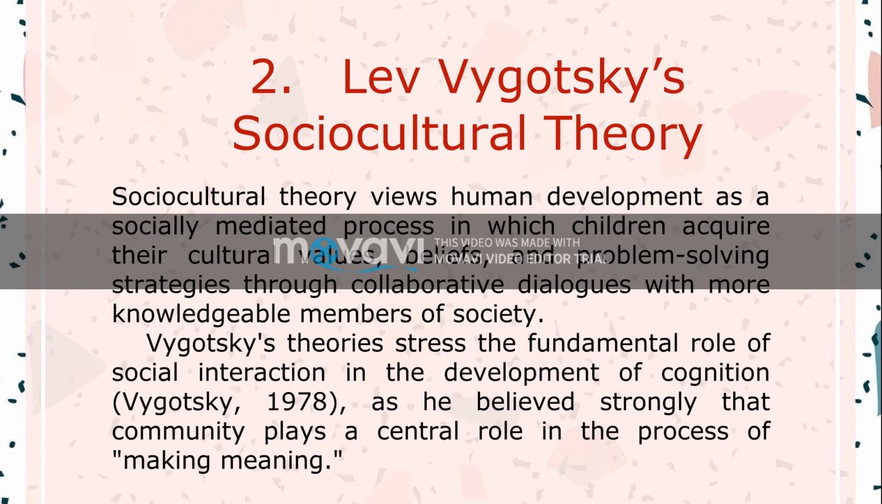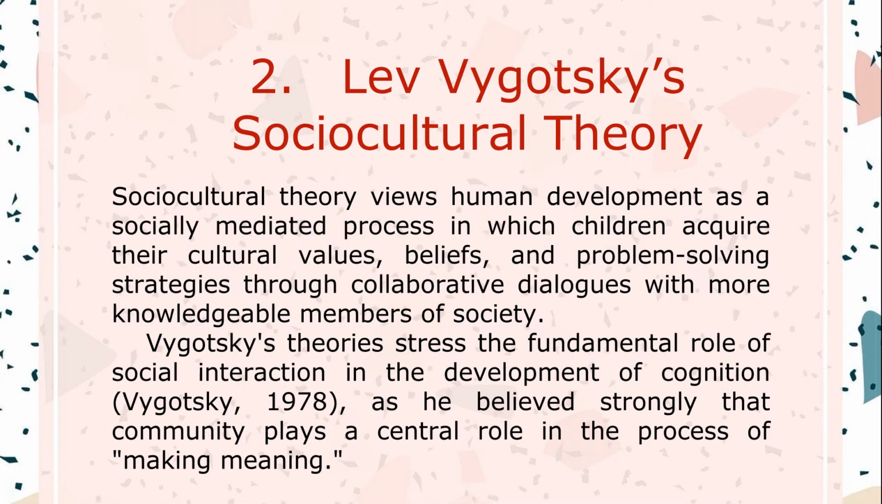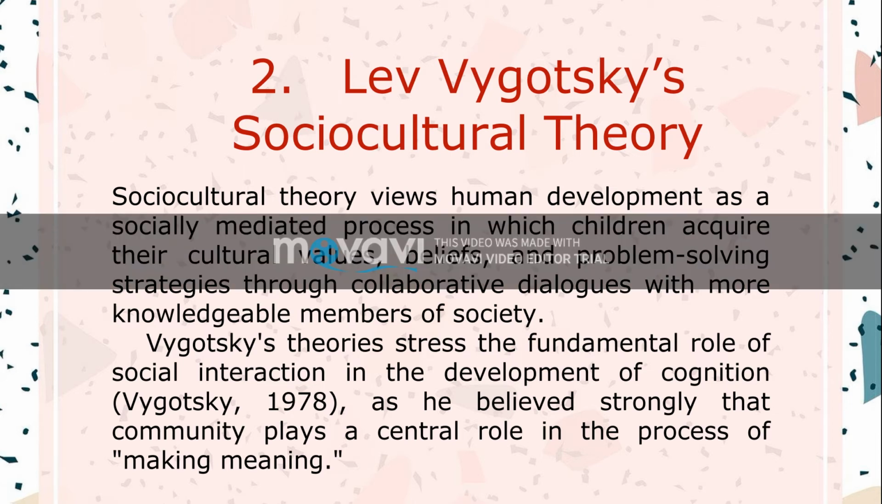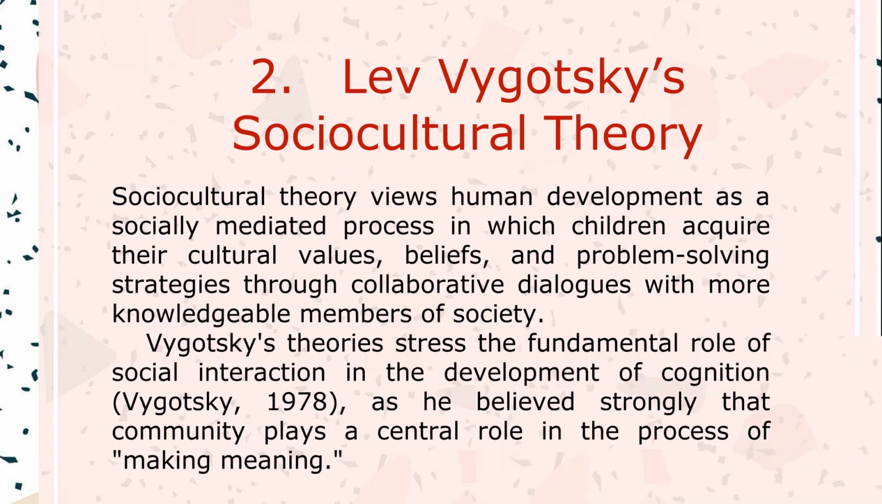Second, Vygotsky's sociocultural theory. Sociocultural theory views human development as a socially mediated process in which children acquire their cultural values, beliefs, and problem-solving strategies through collaborative dialogues with more knowledgeable members of society. Vygotsky's theory stressed the fundamental role of social interaction in the development of cognition, as he believed strongly that community plays a central role in the process of making meaning.